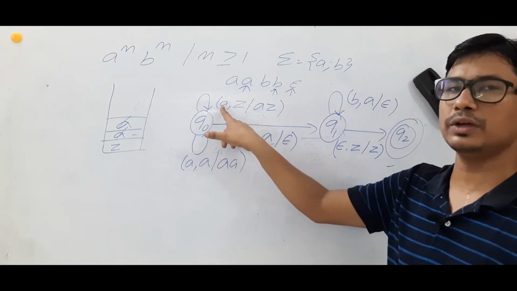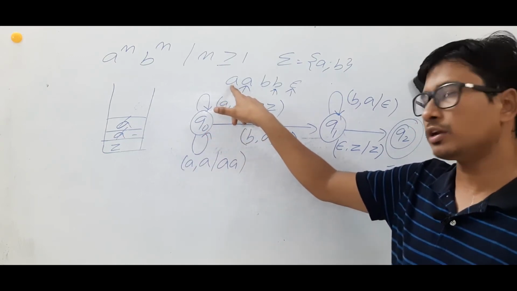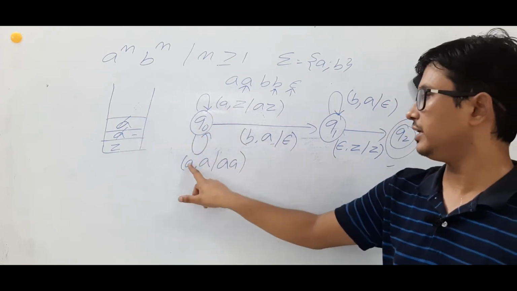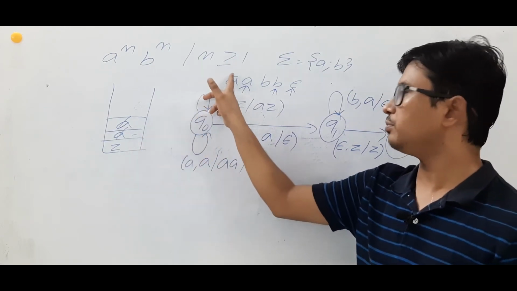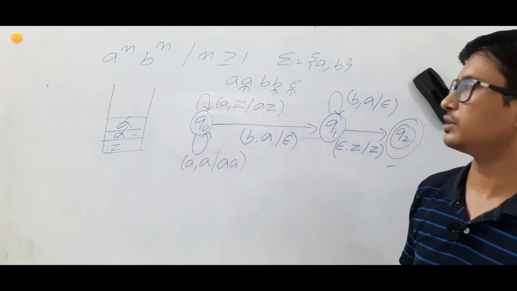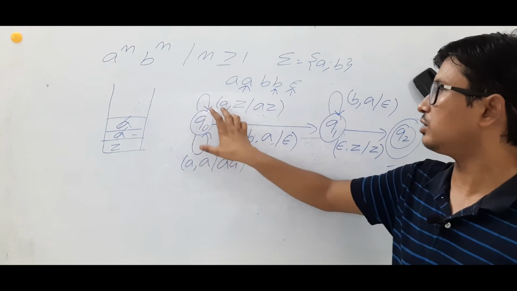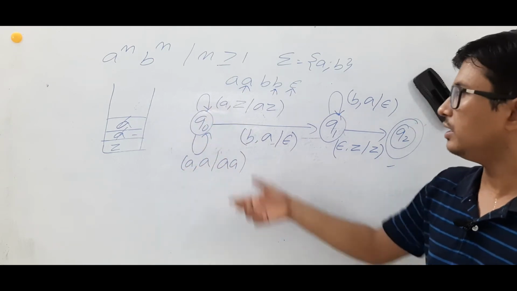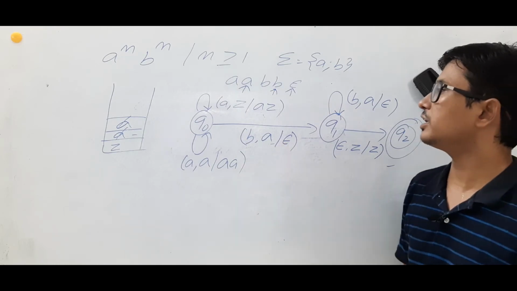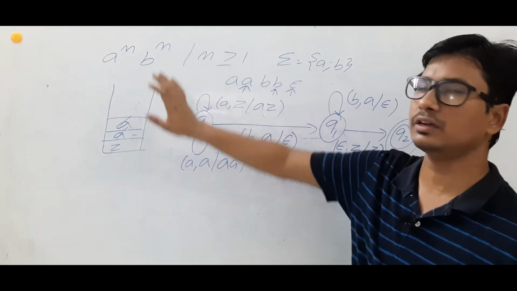In this case, I am looking at the input alphabet A and stack symbol Z. Here, I am looking at the input alphabet A and stack symbol A. So these two are different, so you don't get confused. Here also it is going on A, and it is also going on A, but it is deterministic only. So this is the deterministic pushdown automata for the given language.